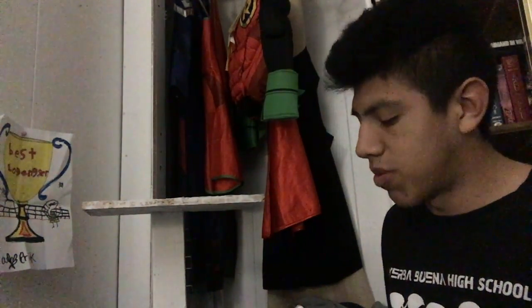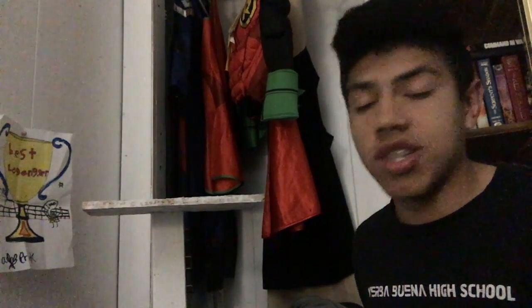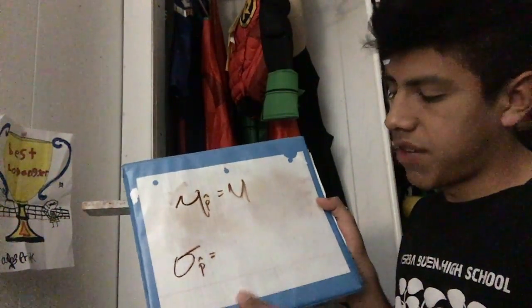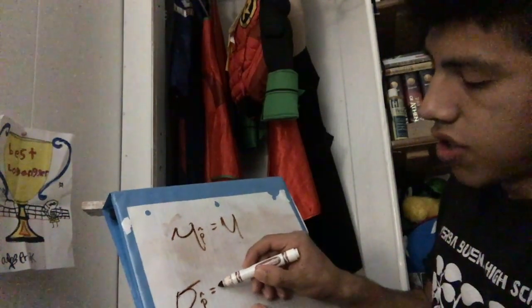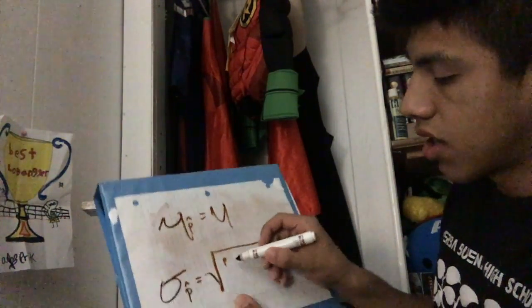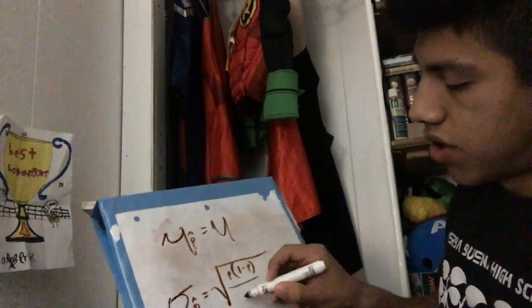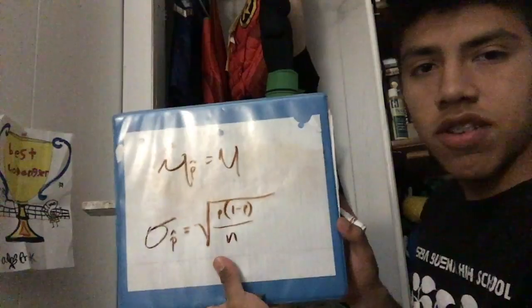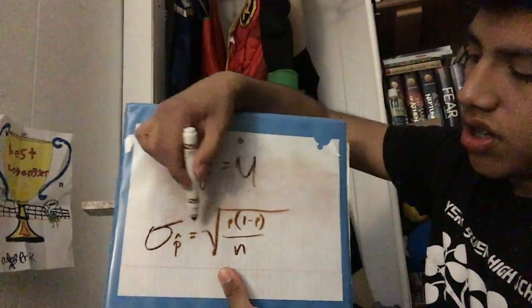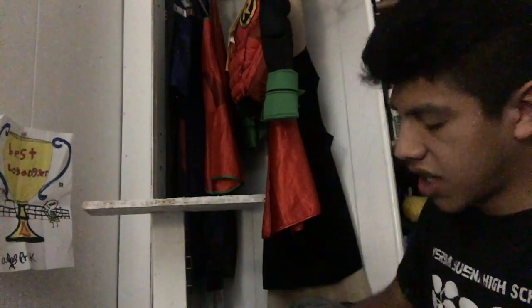The standard deviation for the proportion is where it gets a little bit trickier and where your memorization skills might be put to the test. The standard deviation of the sample proportion equals the square root of probability P times 1 minus P, over the number of trials you have. You can see that right there. So there are two big formulas you're going to need.